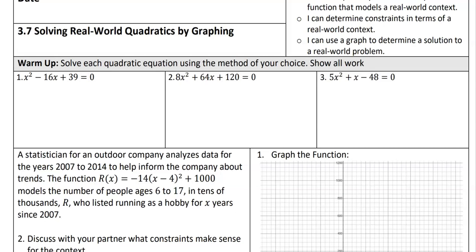You're going to start today by remembering some factoring strategies. So you have 3 warm-up problems. You have x squared minus 16x plus 39. You have 8x squared plus 64x plus 120. And you have 5x squared plus x minus 48. So do whichever method you would like.